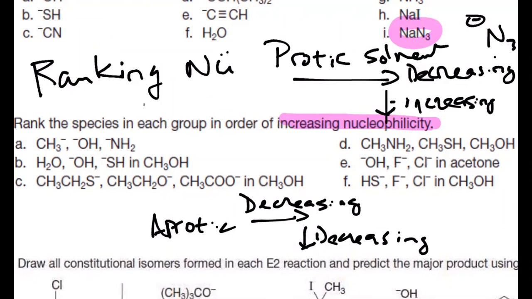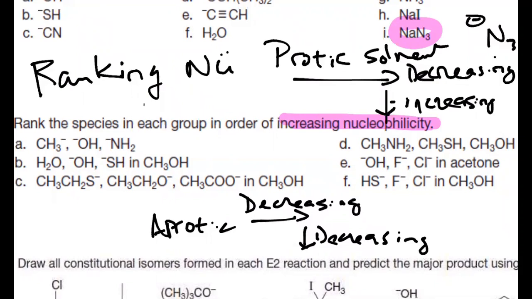Question. When it comes to putting nucleophiles in order, how do you do it with regard to these molecule groups? That's what we're getting ready to do now. So we've got the trend established, right? In protic solvents, nucleophilicity is decreasing from left to right and increasing from top to bottom. And in an aprotic solvent, it's decreasing from left to right and decreasing from top to bottom.